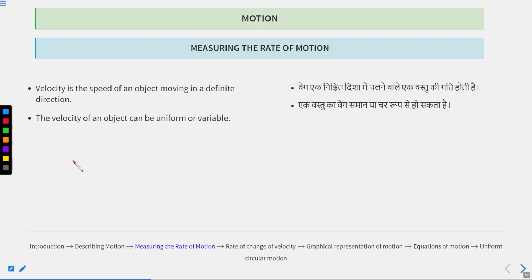Velocity is the speed of an object moving in a definite direction. The velocity of an object can be uniform or variable. Variable means non-uniform. Same as speed, nothing different. We are just calculating speed in one definite direction and we call it velocity. Speed in one specific direction is known as velocity.